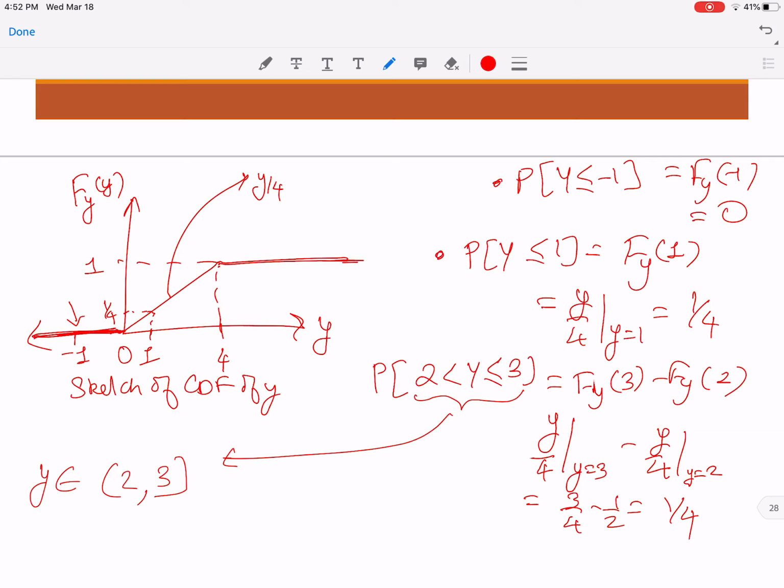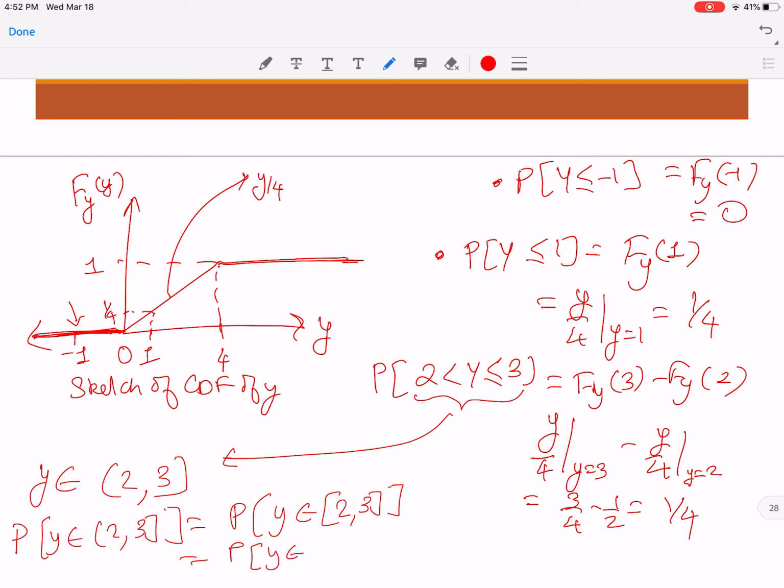For continuous random variables, the endpoints of the intervals do not matter, which means that the probability that y is in (2, 3] is equal to the probability that y is in [2, 3], which in turn is equal to the probability that y is in [2, 3), which is equal to the probability that y is in (2, 3). So all of these expressions lead to the same probability answer.